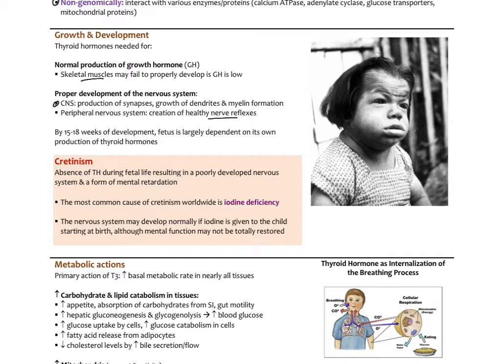Cretinism is the absence of thyroid hormone during fetal life, and that results in poorly developed neurons, poorly developed nervous system, can be quite severe in terms of mental retardation. There is also improper skeletal muscle growth. So patients with cretinism often are very short stature. They have pretty characteristic craniofacial abnormalities and so forth. Worldwide, the most common cause of this is iodine deficiency. And so this is a very correctable, preventable condition with proper iodine treatment.